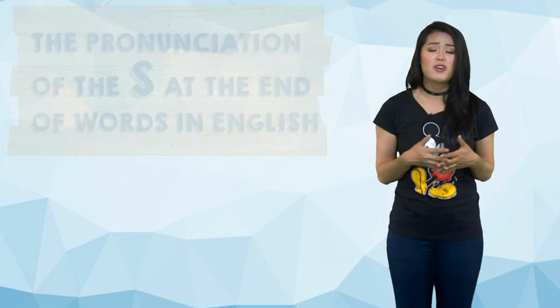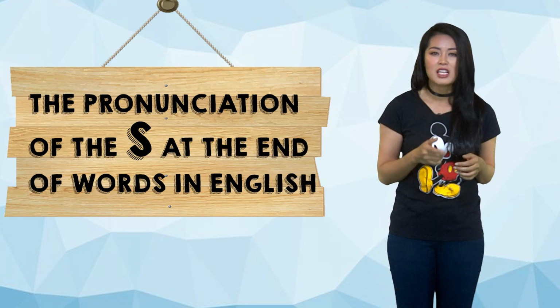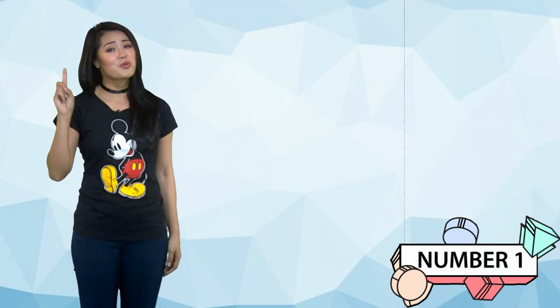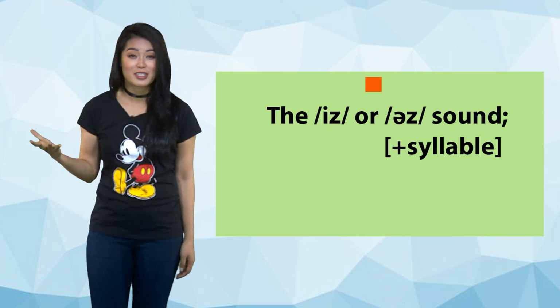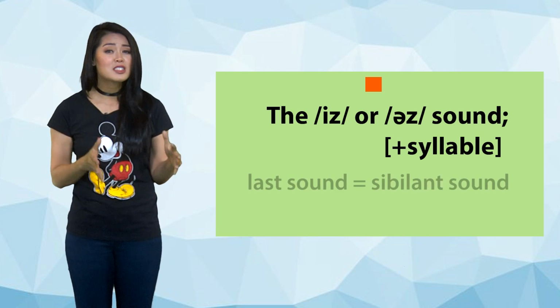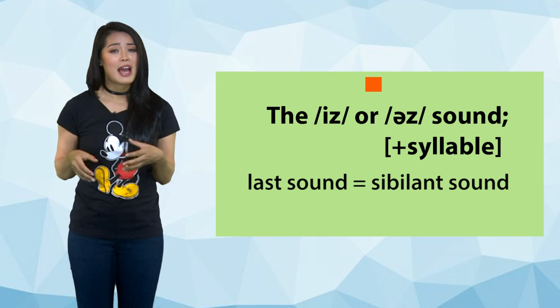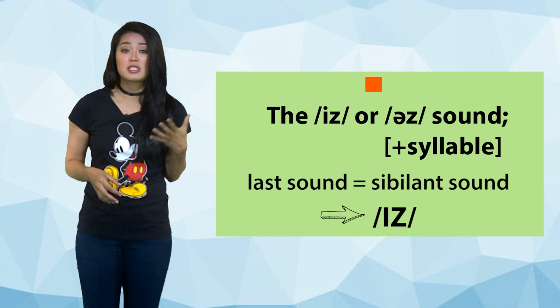Now we know the difference between voiced, voiceless, and sibilant sounds. We can look at the following rules for the correct pronunciation of final S at the end of English words. The pronunciation of the S at the end of words in English. Number 1, the iz or uz sound, or extra syllable. If the last consonant sound of a word is a sibilant sound, final S is pronounced as iz. This sound is pronounced like an extra syllable.